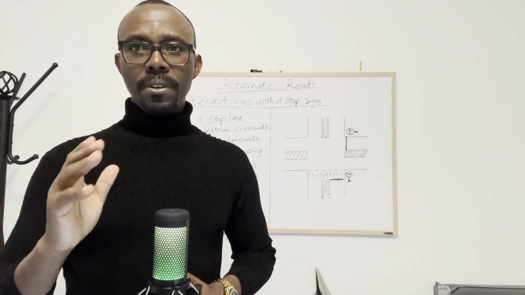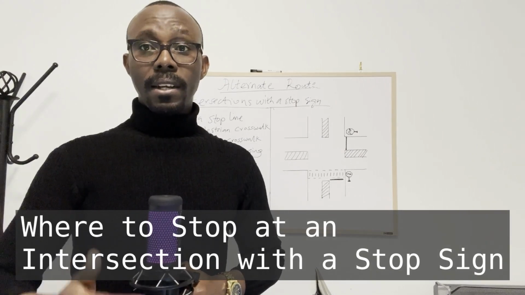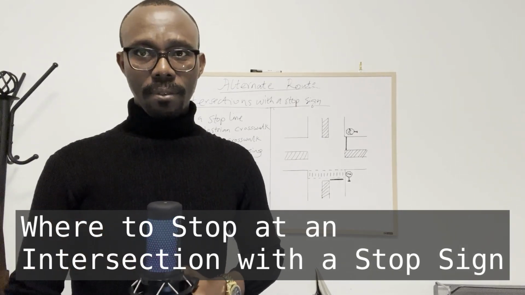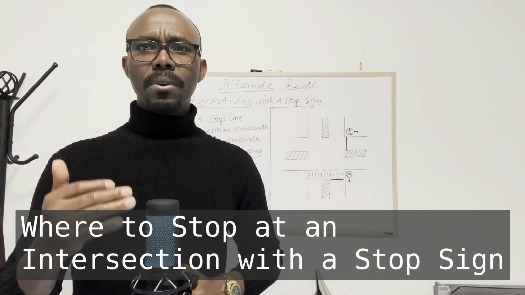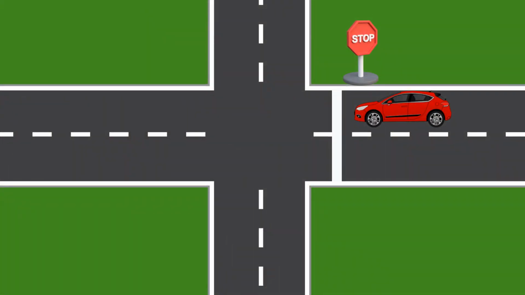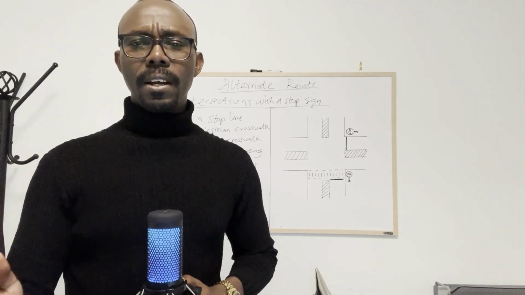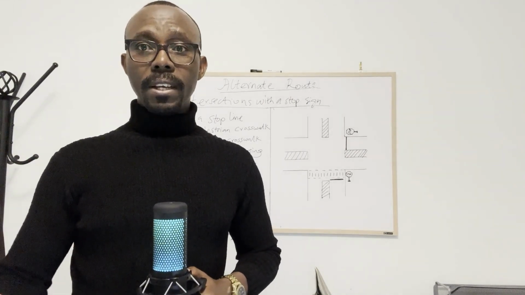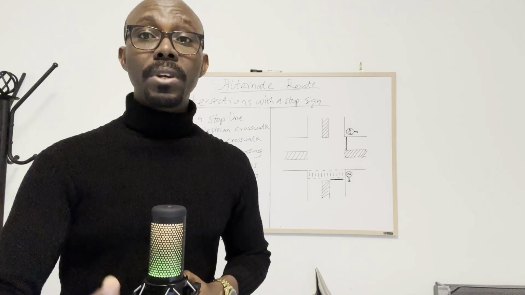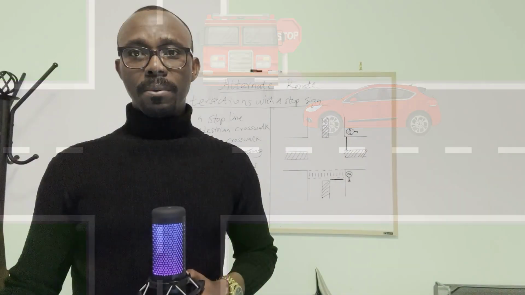One question that I often get asked by new drivers is where to stop at an intersection with a stop sign. So do you stop just exactly where the stop sign is? Do you stop before it or after it? What if the stop sign is positioned at a place where I cannot see the road I want to turn into? Where would be the right place to stop?